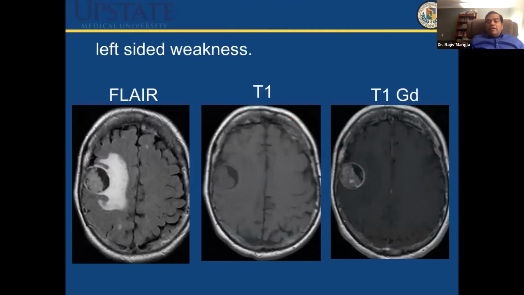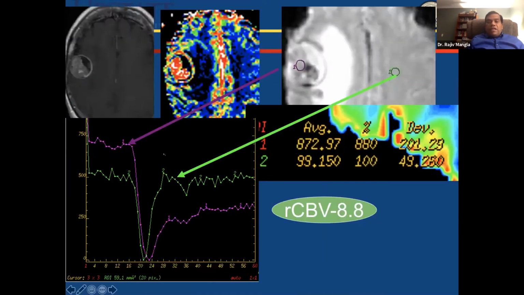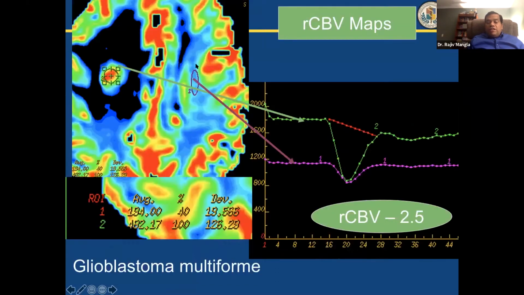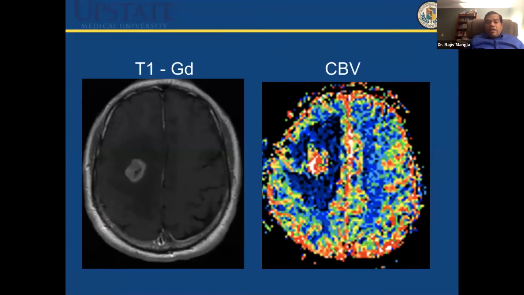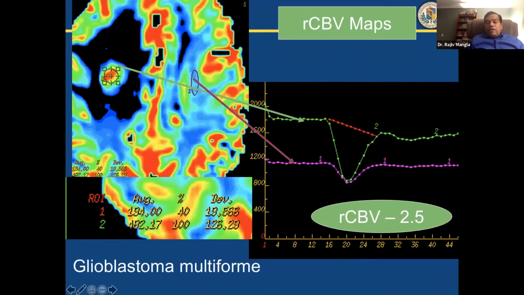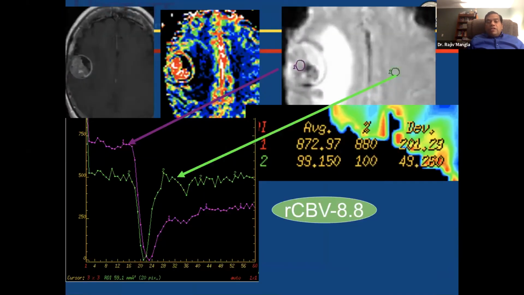On the other hand, there is another, similar lesion, but if we see the perfusion maps, the perfusion maps have very well defined margins. There is no infiltration into the adjacent brain parenchyma, as we saw in this lesion. Here, you see, the lesion has very infiltrative margins, and it is going into the periphery of the surrounding brain parenchyma. So this is something which can be used.